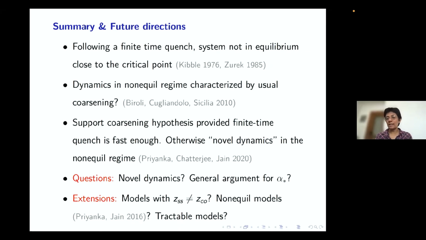Of course, you can run this slow quench with any model with a second order phase transition. However, it would be nice to find tractable models. So again, this Ising chain is the only model which I know for which some analytical work is doable. So again, it would be nice to have some more such models. So with that, I will stop.